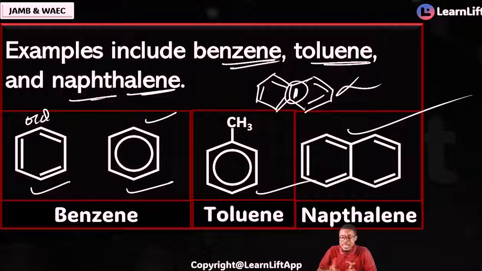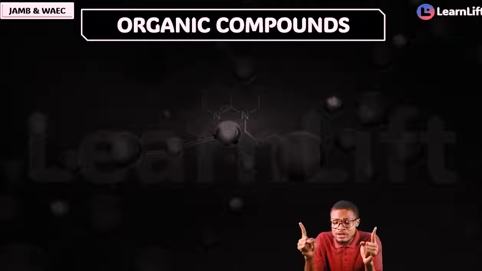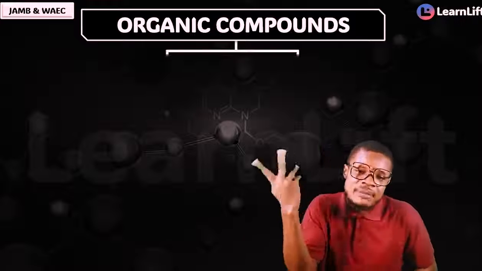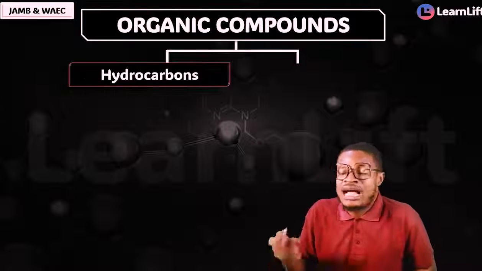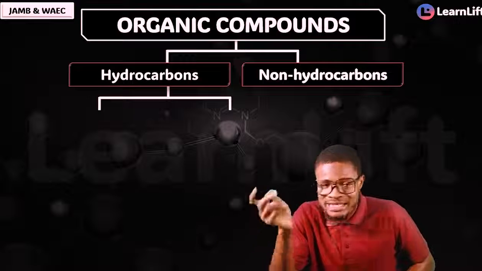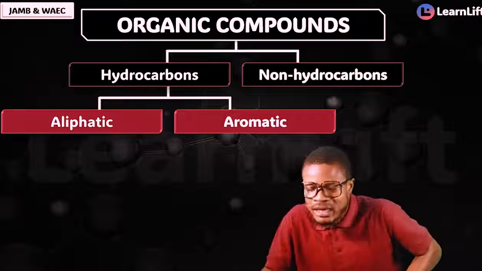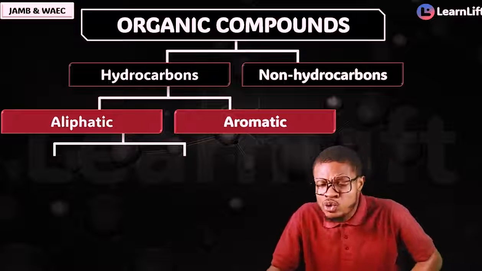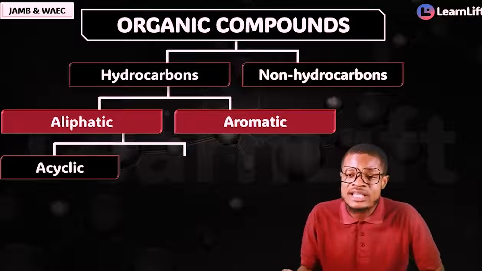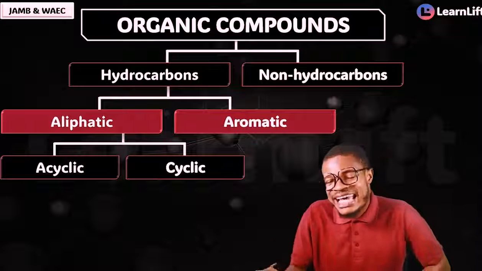Your benzene, your toluene, your naphthalene, all of them are aromatic compounds. Please don't forget this very fast, that I told you that organic compounds generally are divided into 2. What are the 2 of them? Hydrocarbons and non-hydrocarbons. Hydrocarbons, there are 2 types of them: your aliphatic, and then aromatic. Under aliphatic, they are further divided into 2. Number 1 is called acyclic, open chain, and the second one is called your cyclic or alicyclic.